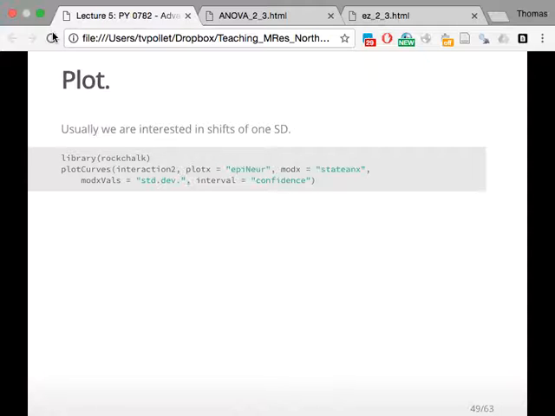Again, plots won't work. But what you are usually interested in is shifts of one standard deviation above or below. We can then also ask R to draw confidence bands for one standard deviation above the mean, and one standard deviation below the mean, to see how the relationship varies as a function of a score. Again, a pity, but I'll try and fix it.